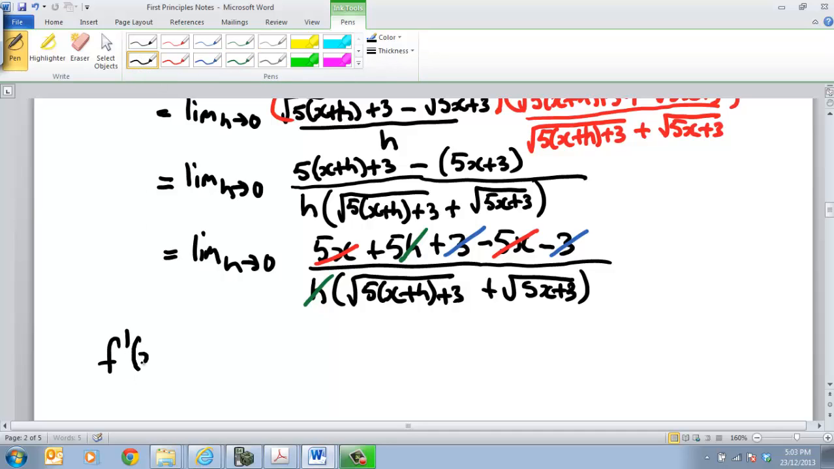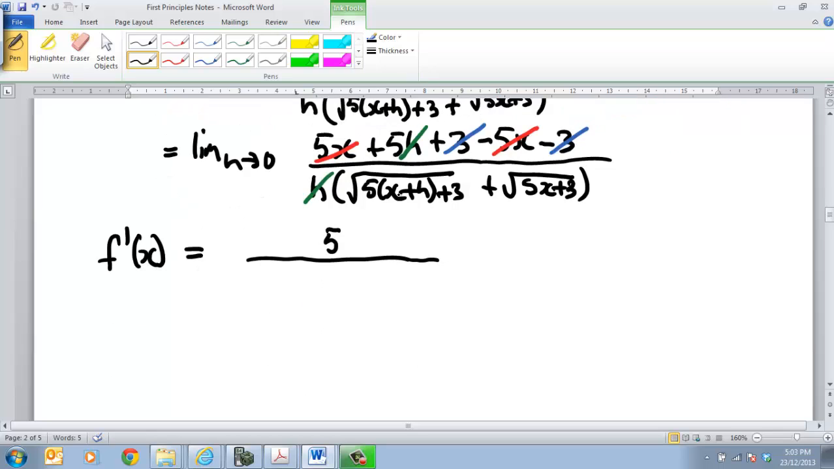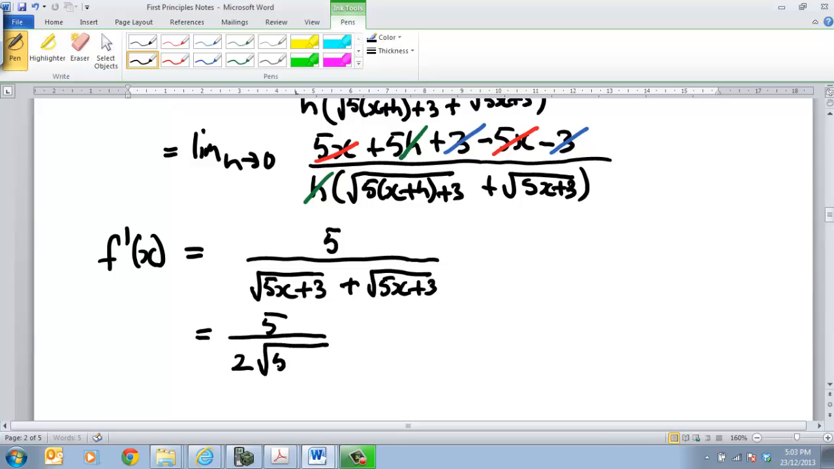So f dashed of x, as I take the limit as h goes to 0, on the top line, what are we going to have left? We're going to have 5. Okay? The bottom line, we're going to make that equal to the square root of 5x, now x plus h, the h is 0, so it's going to be 5x plus 3, and then plus the square root of 5x plus 3. Now you go, oh, that's nice and neat how that works out. So we can now write that as 5 all over 2 lots of the square root of 5x plus 3. So therefore f dashed of x is equal to that.